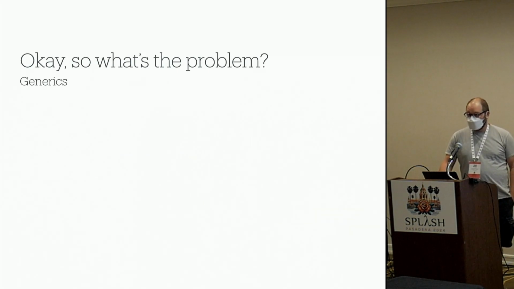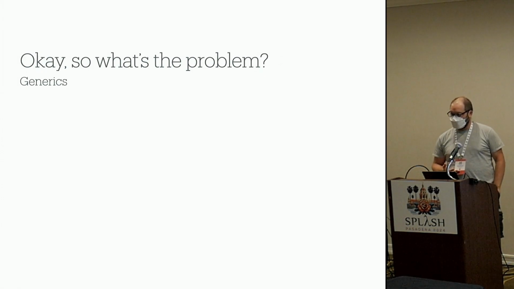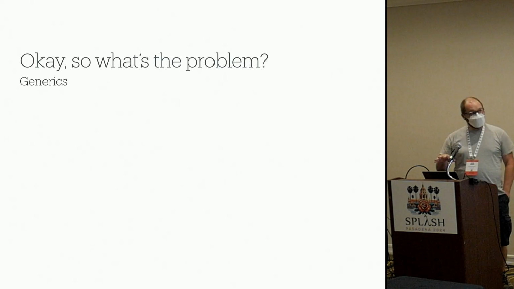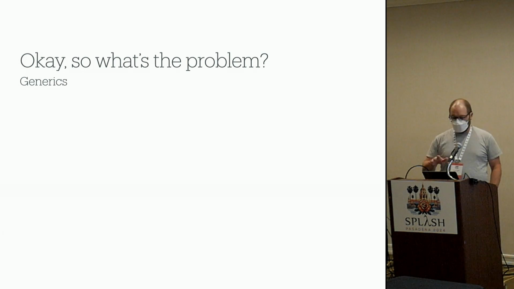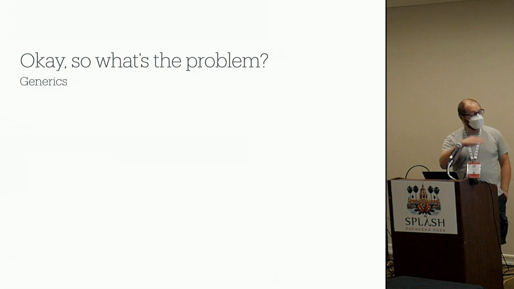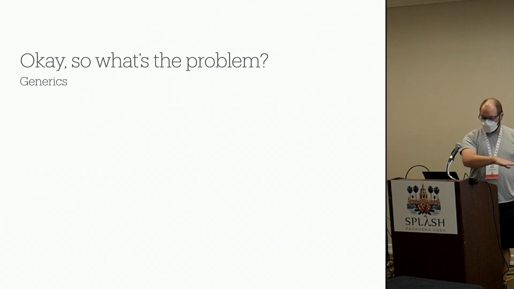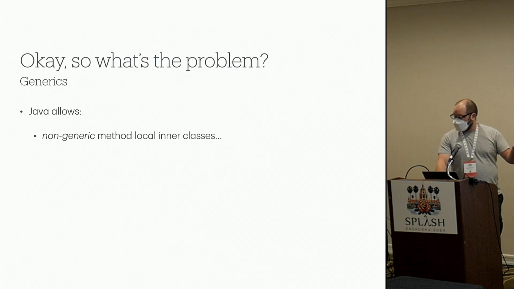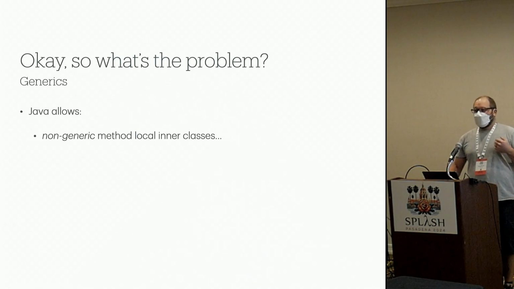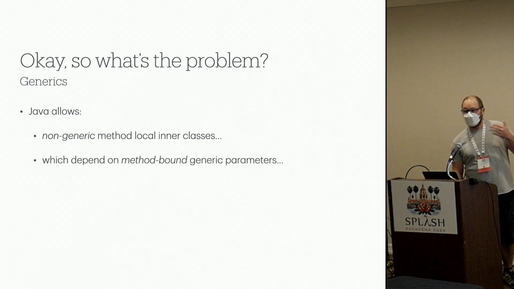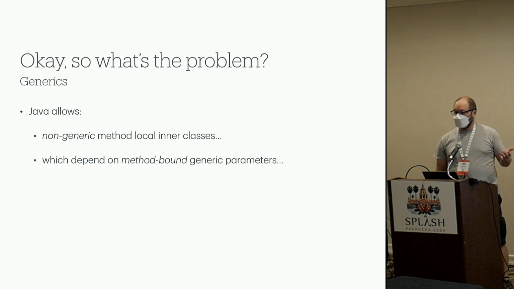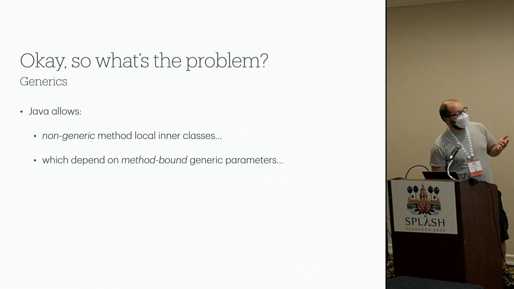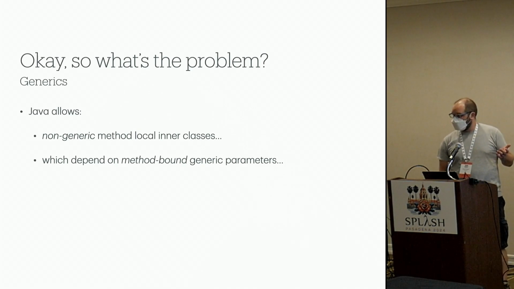And the problem crops up when we have these things interacting with generics. So Java allows a combination of a few particular things that play a little poorly together and don't result in any warnings. So I'm going to say what they are to give you a sense, and then we'll talk about a detailed example. So Java lets you have a non-generic method local inner class, like on the previous slide, but it lets you have them in such a way that they somehow capture a dependency on a method-bound generic parameter. So most of us don't write a ton of Java that does this, but Java also lets you bind generic parameters per method invocation.